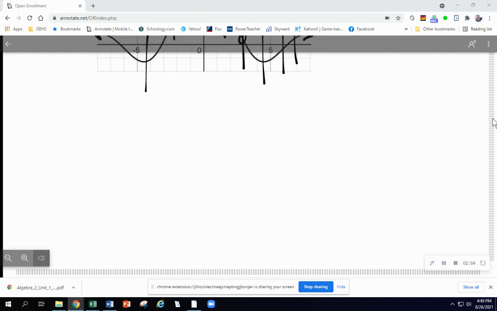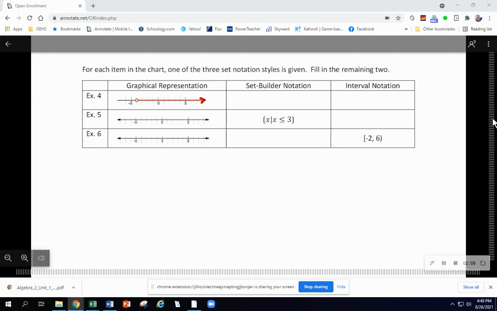All right, so let's move on to the next section here. And on page 2, our goal is to fill in the missing boxes here. We've got a graphical representation. We're supposed to do what's called set builder notation, and we're supposed to also do interval notation. Now, if you look on this first example here, we've got an open circle at -4, and we're shaded to the right of -4. So we've got x values that are greater than -4.